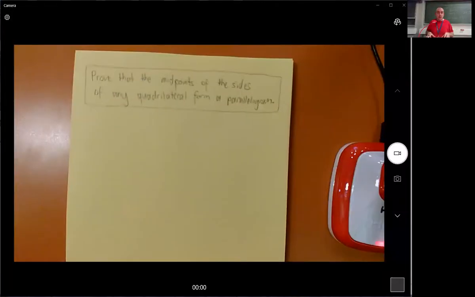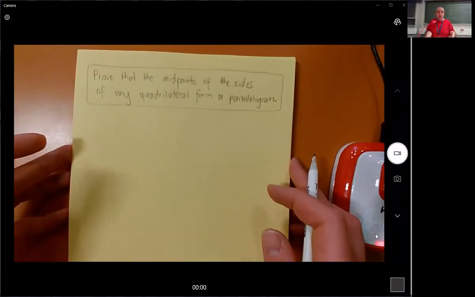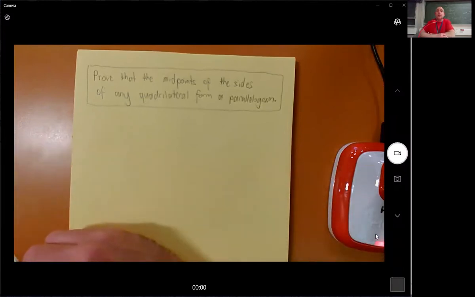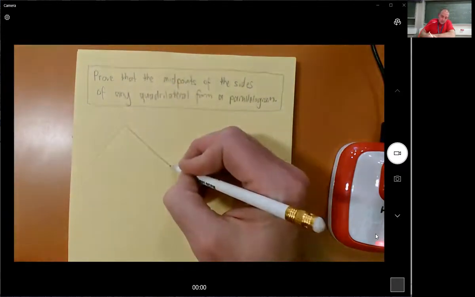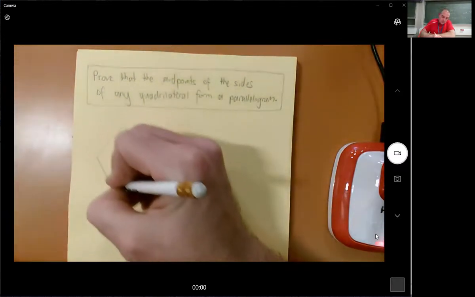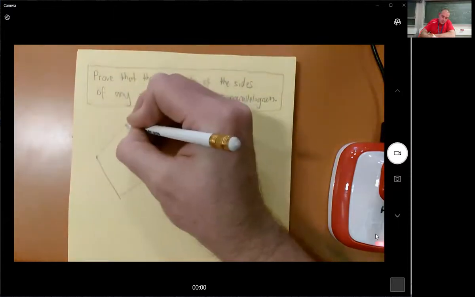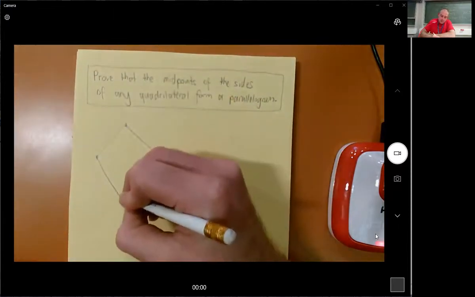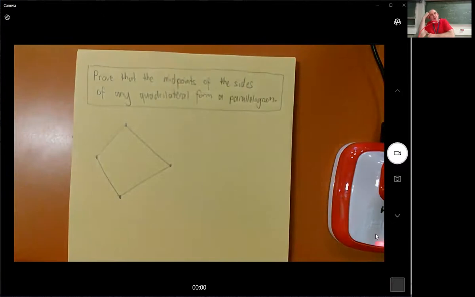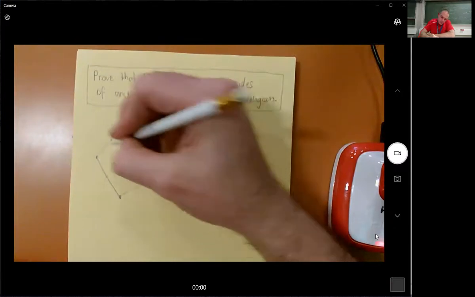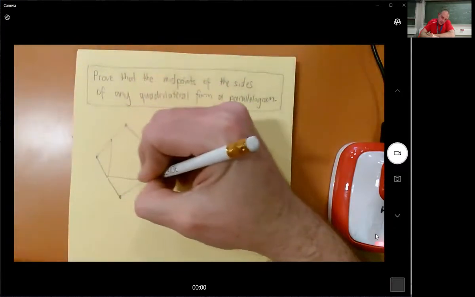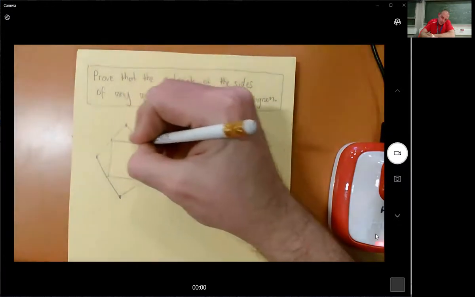The proof I'm supposed to be proving is: prove that the midpoints of the sides of any quadrilateral form a parallelogram. Let me just attempt to understand what that means. So I get a quadrilateral, which means it has 4 points connected by 4 sides. And I guess no 3 of them could be collinear because then it'd be a triangle. And then I do the midpoints and I connect them up. And it's supposed to be a parallelogram.